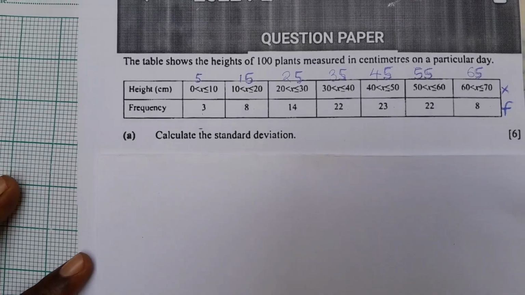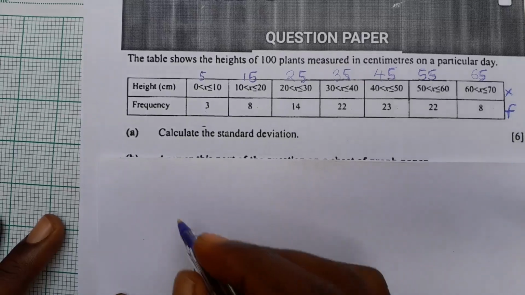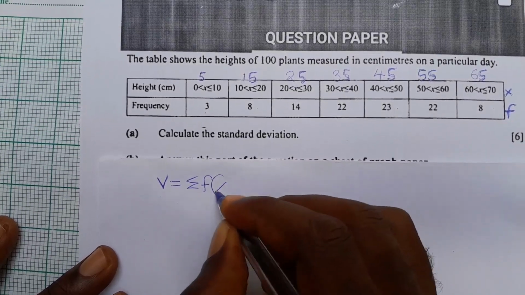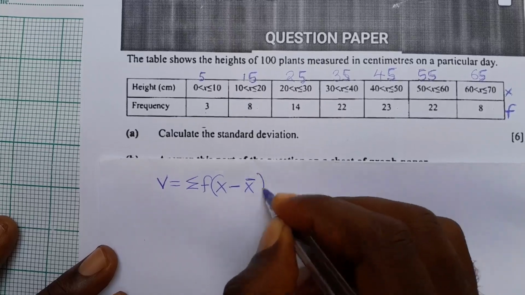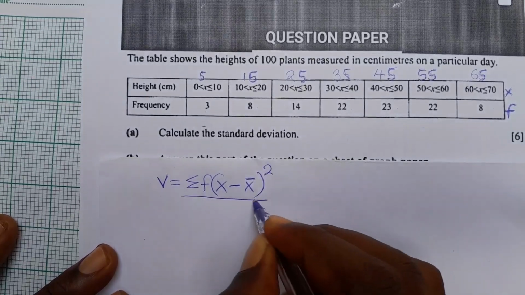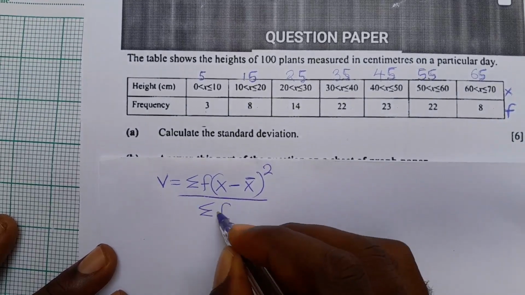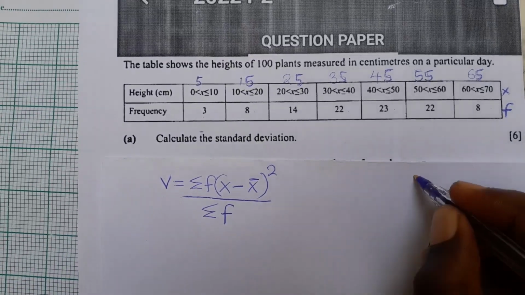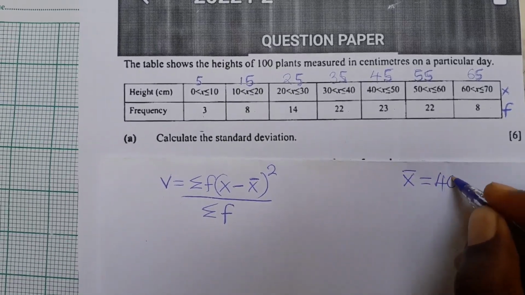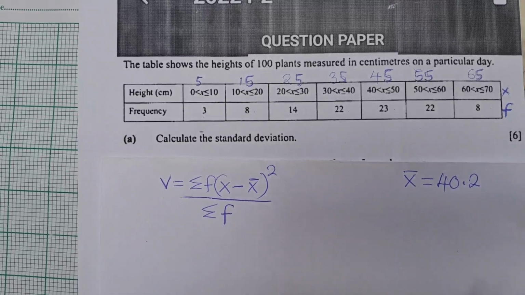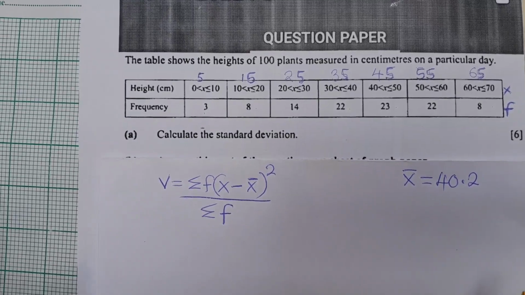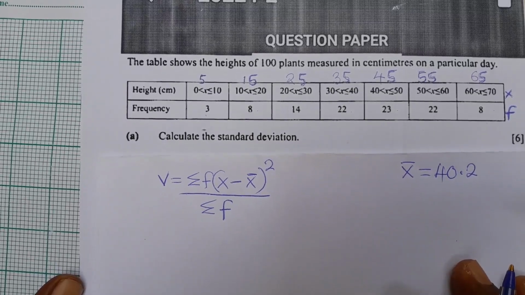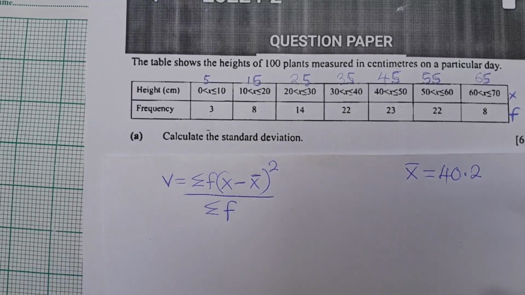So I continue. Now I find the variance. How do we find the variance? There is a formula we use. Variance is equal to summation of frequency, open bracket x minus mean, squared, over summation of total frequency. This is the formula that we are going to be using. We know that mean is equal to 40.2. So how do you work out this? Make sure that you follow me correctly, even as I take you through.